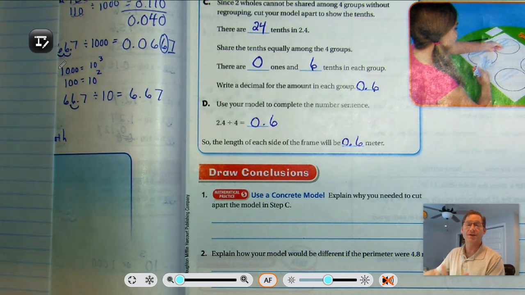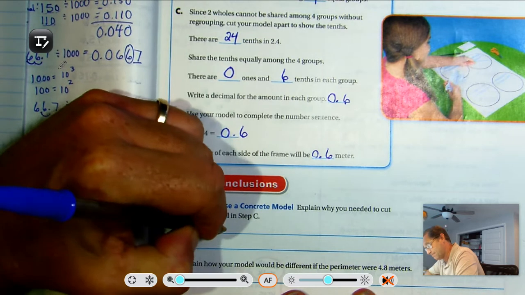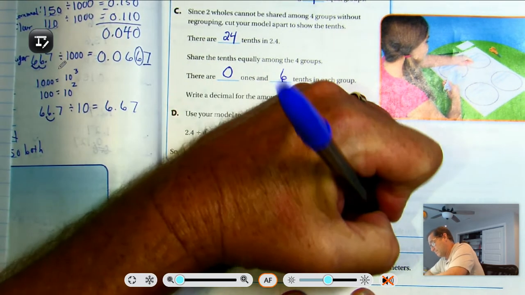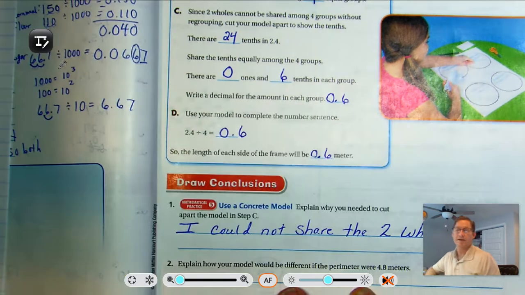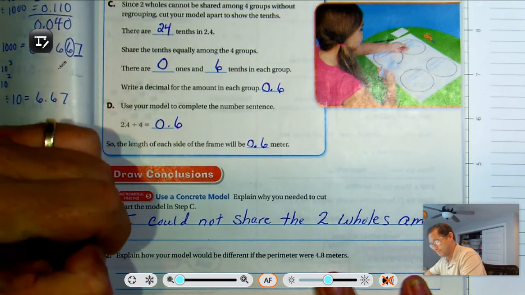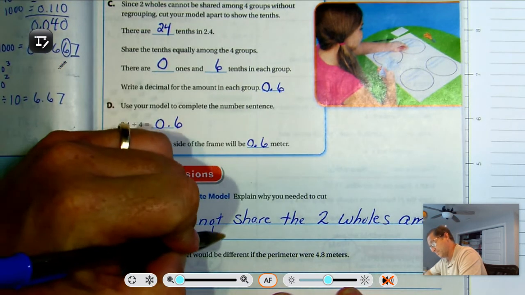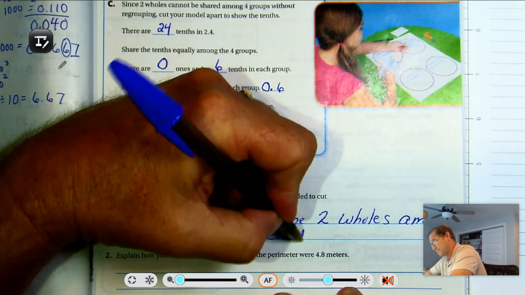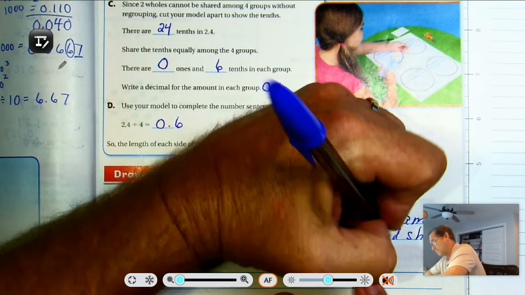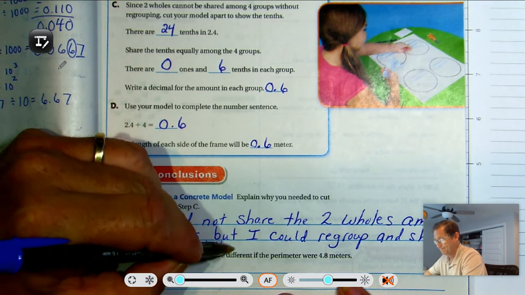Explain why you would need to cut or regroup the model that we used in step C. Well, I could not share. Okay, I couldn't share the two wholes among the four groups. But I could regroup and share the 24 tenths.